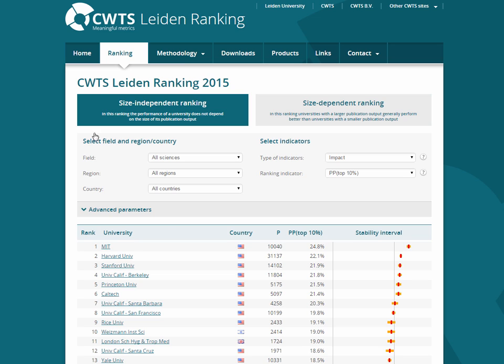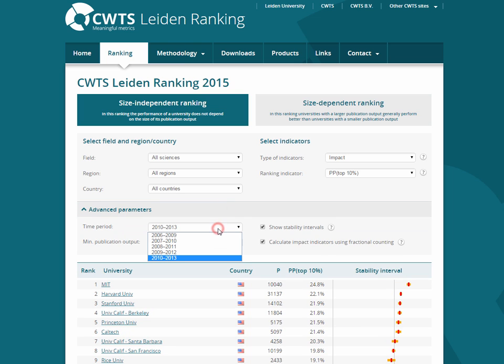Using the controls at the top of this page, we can change the criteria based on which the universities are ranked, and we can filter universities based on, for example, region and country. Besides this, it is also possible to show the ranking for different time periods.